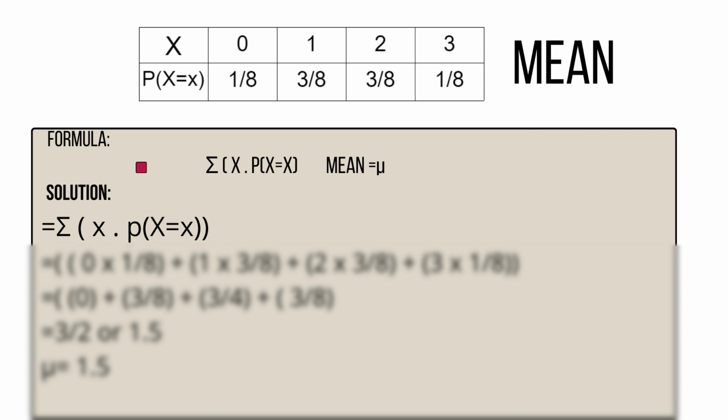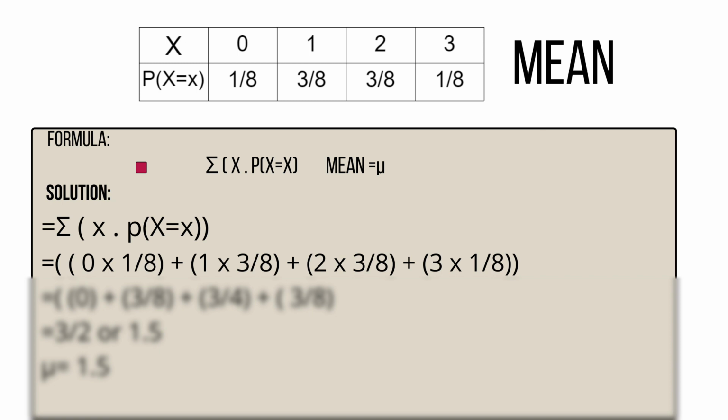Summation of x multiplied to P of x equals x. Let's substitute. X multiplied to the P of x equals x. Let's have the first frequency, which is 0. 0 multiplied to its corresponding probability, 1 over 8. As you can see in the first parenthesis. And the second parenthesis, that would be, what's your guess? Very good. It's the frequency 1 multiplied to its corresponding probability, which is 3 over 8.